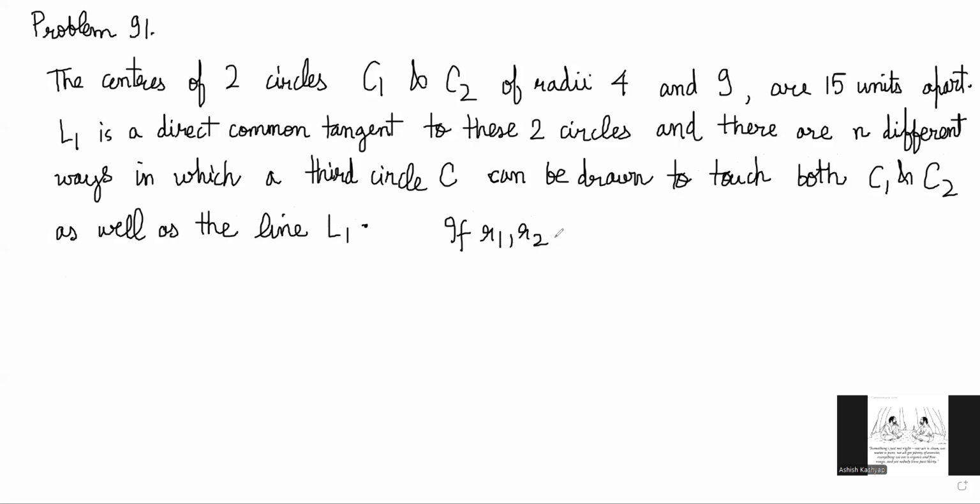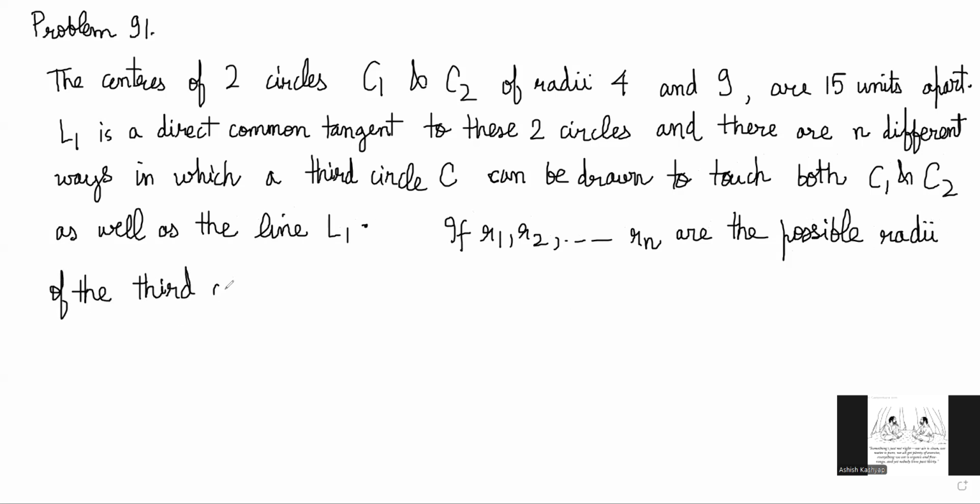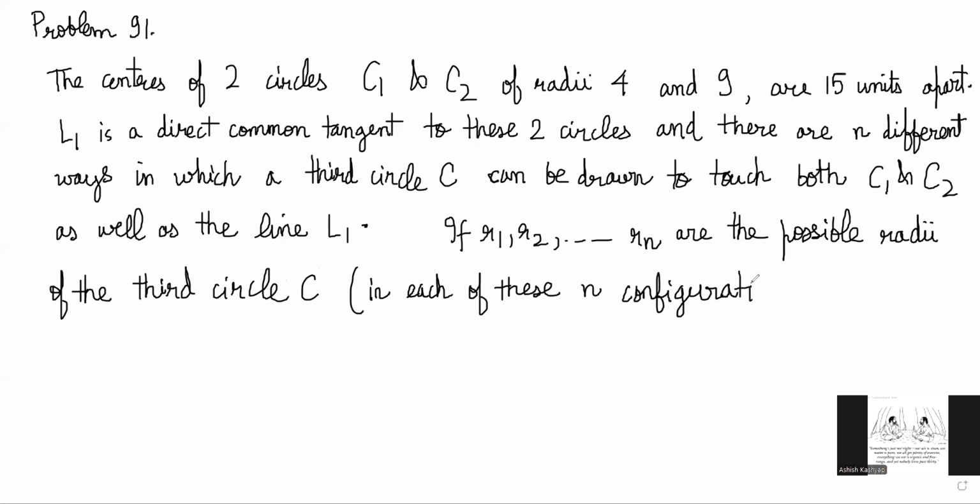If R1, R2 to Rn are the possible radii of the third circle C, in each of these n configurations, then you have to find out the sum, 18 times the sum where i goes from 1 to n, Ri.